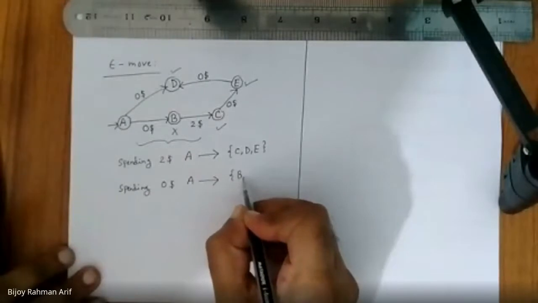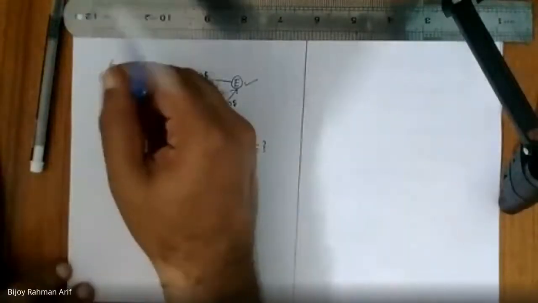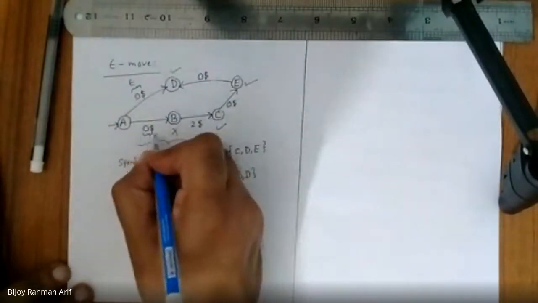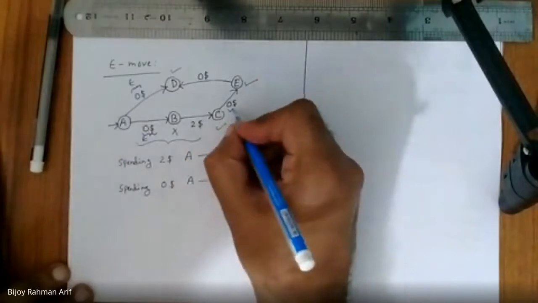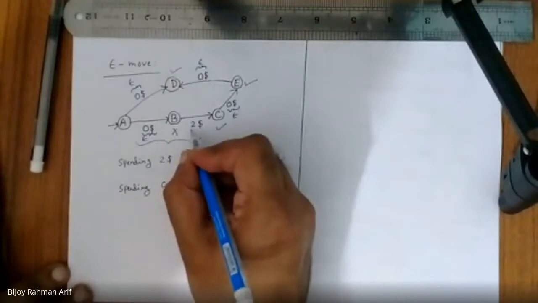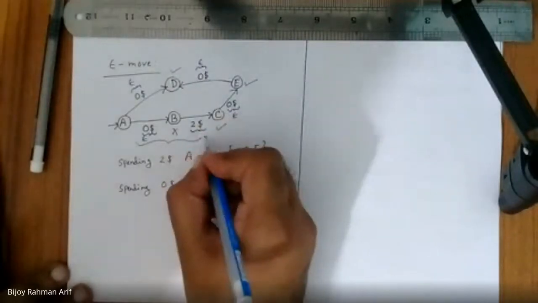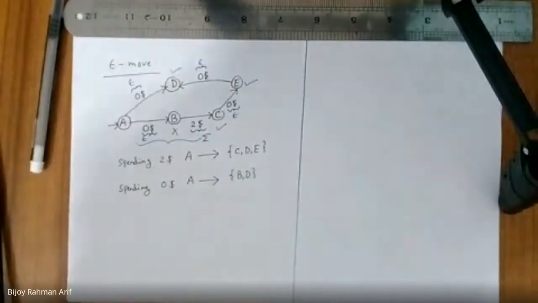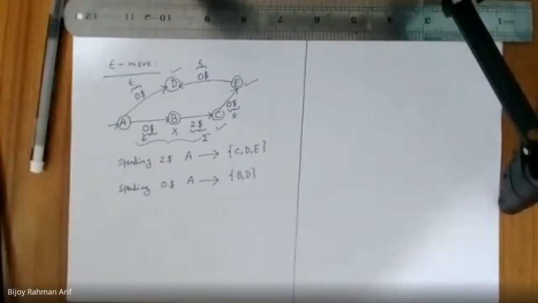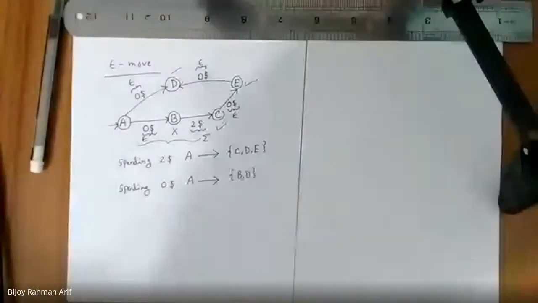Right. Now, consider this $0 is nothing but epsilon. These are nothing but epsilon, and consider this amount is nothing but sigma. Did you get it? Yes, sir. So $0 move is nothing but epsilon. So let's give you an example. Then it would be getting clear.